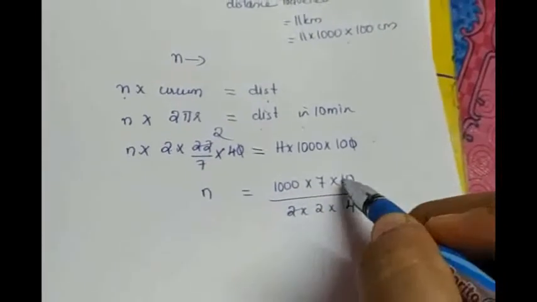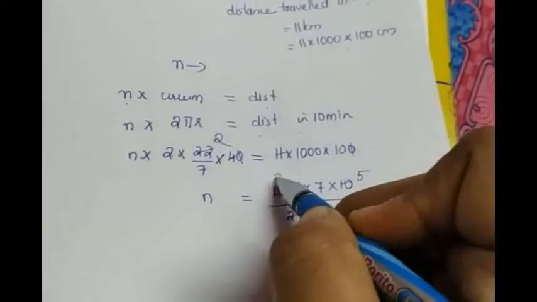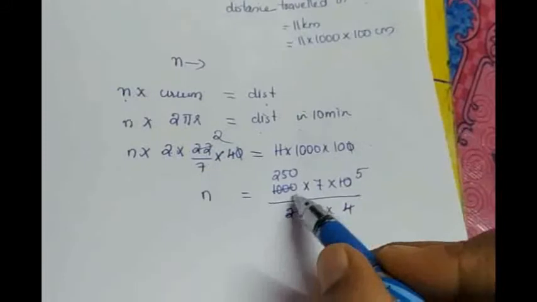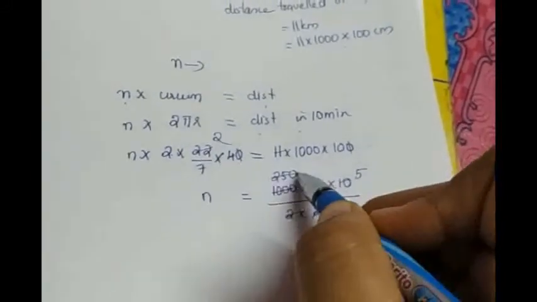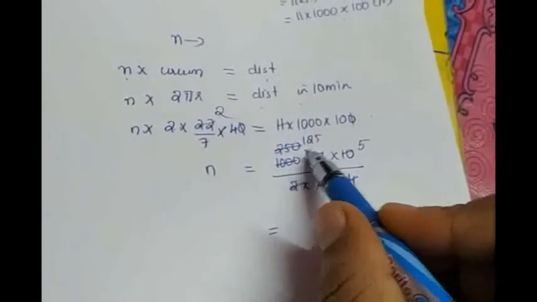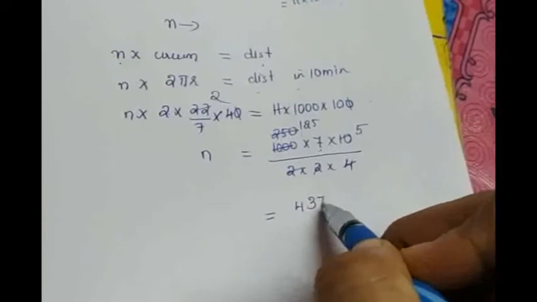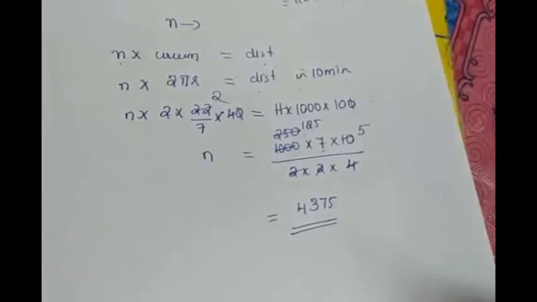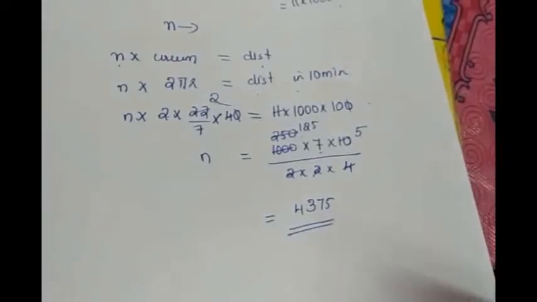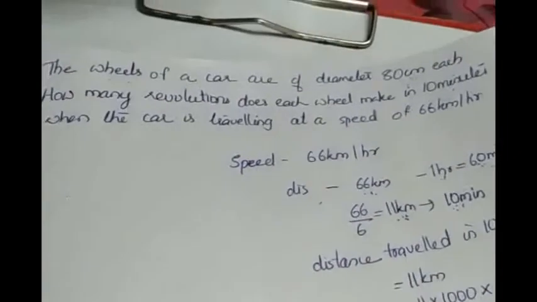Here again we can have the cancellation, which gives you 5. Here 4 and 250 gives you 1000. Again 2 and 250 gives you 125. So n will be equal to 125 into 7 into 5, which gives you the value 4375. So the number of revolutions of each wheel will be equal to 4375.